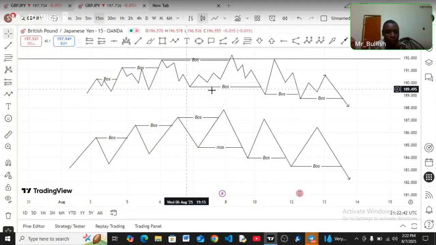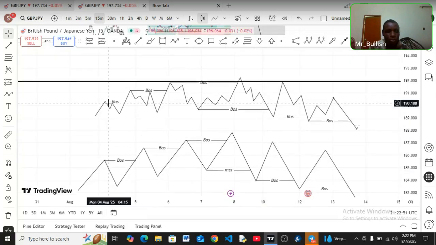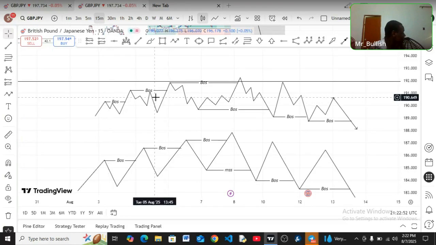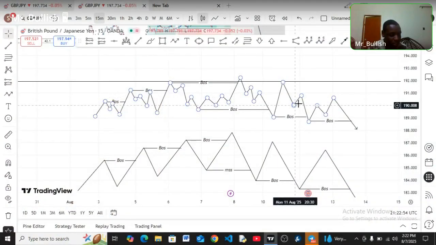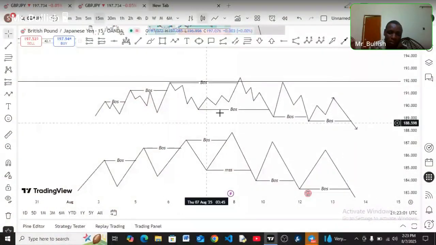But the price will not do this every time. Most times we see the price reacting like this, creating internal movement in the major market structure.